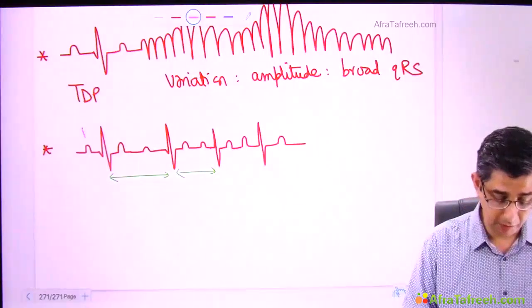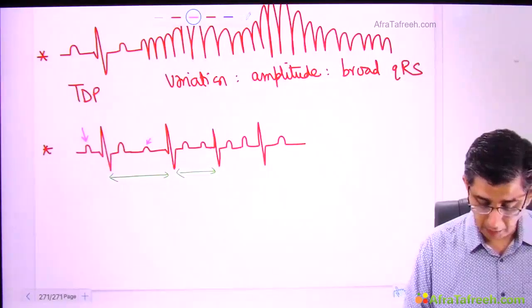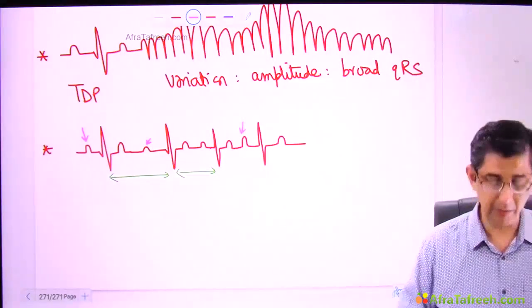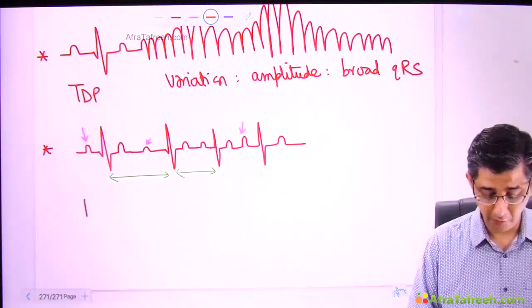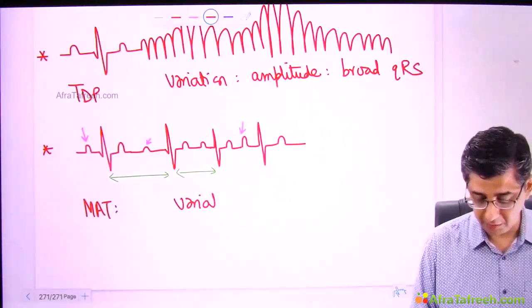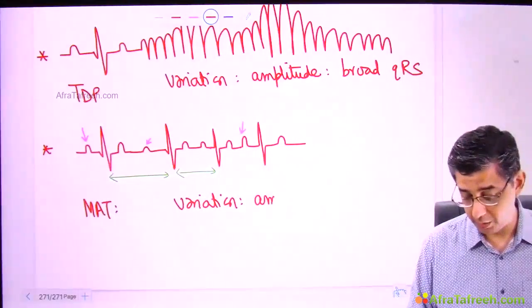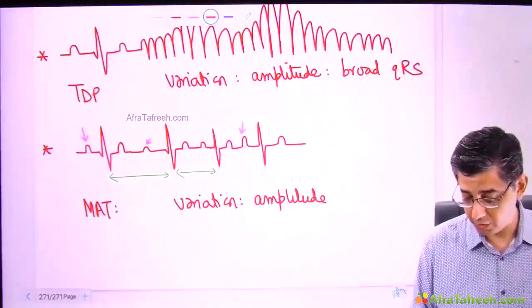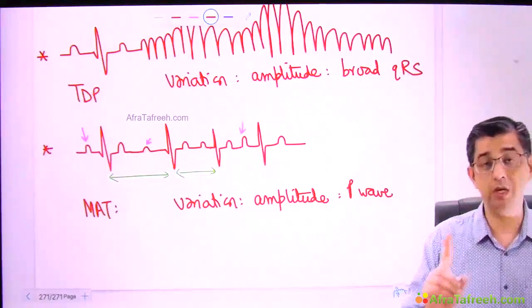Why I'm saying multifocal atrial tachycardia here is because the height of the P wave every time has been shown to be different. This particular ECG that I made before you, MAT, multifocal atrial tachycardia, is also having a variation. But variation is in what? It is in the amplitude of the P wave. So I've taught you 3 ECGs where there can be variation present. Let's just quickly revise them.